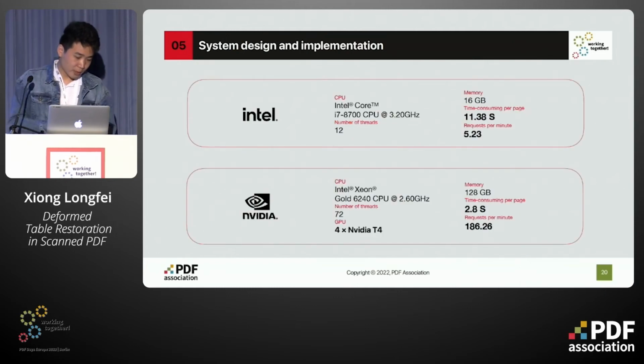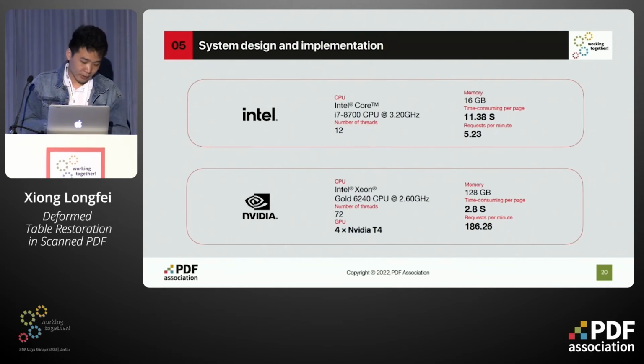The conversion speed and the QPS under two machine configurations are listed here for reference. It can be seen that it takes about 11 seconds in the CPU environment. And if multi-threading is running, 5 to 15 pages can be processed per minute.